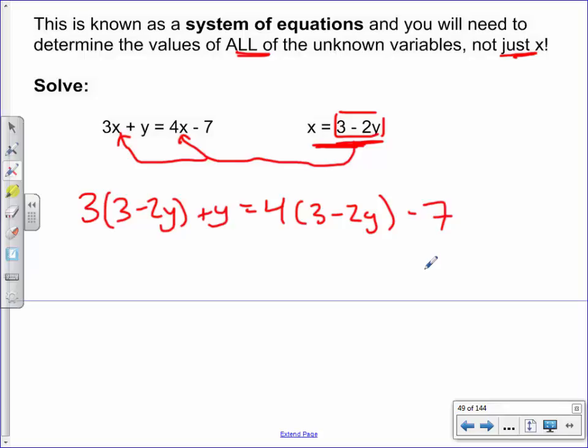So this is what we've actually been doing for the last little while. How do I solve this thing? If you like my rope analogy, this is a tangled up rope. So untangle the rope. So what do we do? Expand it. 3 times 3 is 9, minus 6y plus y, that's 12, minus 8y, and minus 7.